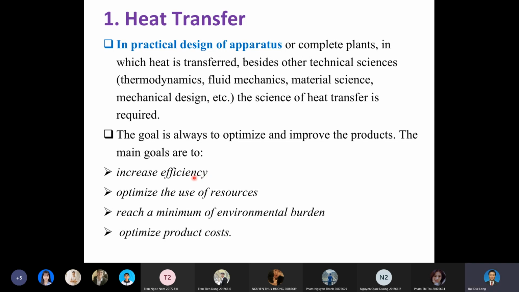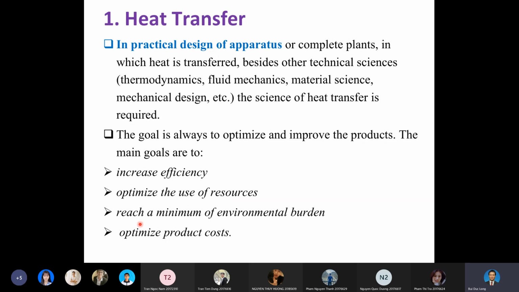So we also have to optimize the use of resources. The resources are limited, right? So we have to optimize, or we have to use them with high efficiency. That's why engineers have to study, to find the optimal way to use resources cheaply and with high efficiency.